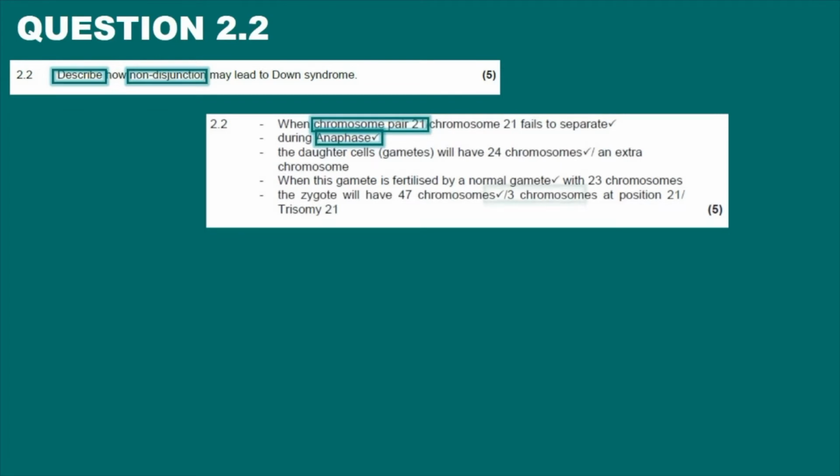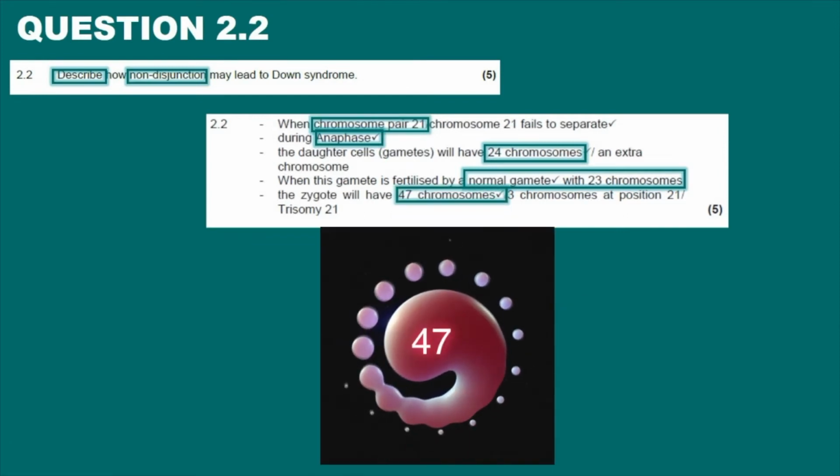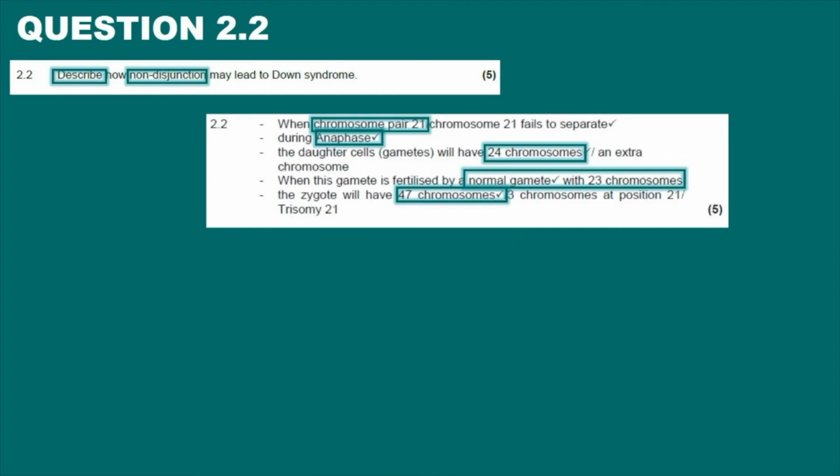So what happens is that a daughter cell or gamete will have 24 chromosomes instead of the normal 23, or you can say that the gamete will have an extra chromosome. So when this gamete is then fertilized with a normal gamete with 23 chromosomes, it will then form a zygote with 47 chromosomes instead of 46. Or you can also say that there are 3 chromosomes at position number 21 instead of just 2. So this is also known as trisomy 21.